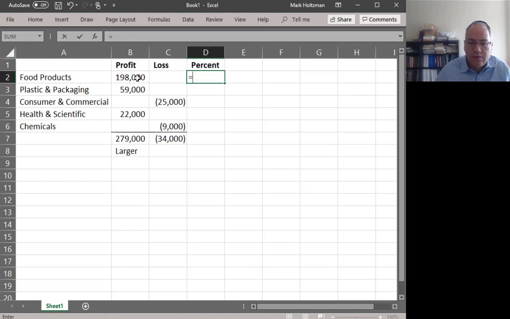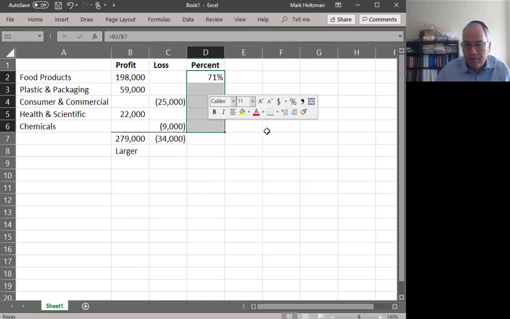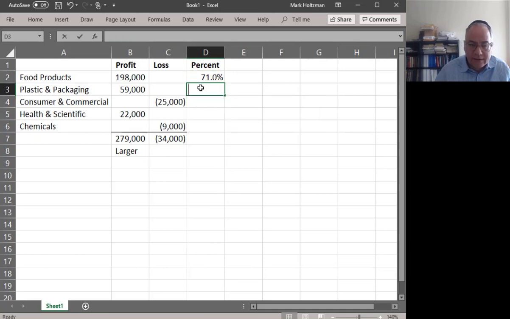So your food products would be 198 divided by 279. Your plastic and packaging would be $59,000 divided by 279. Your consumer and scientific would be the $25,000 loss divided by 279. You're going to use whichever of these, profit or loss, is greater. Health and scientific would be 22,000 divided by 279. And chemicals would be 9,000 divided by 279.